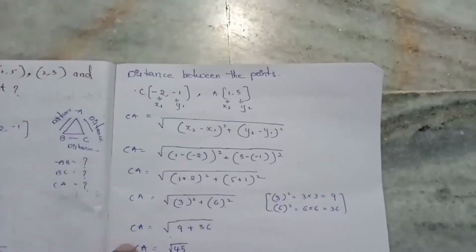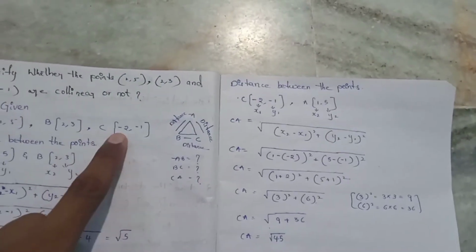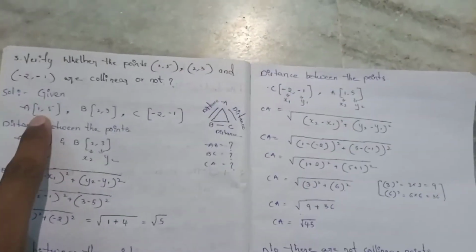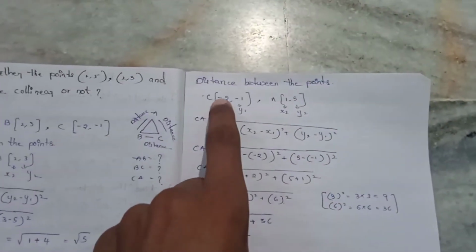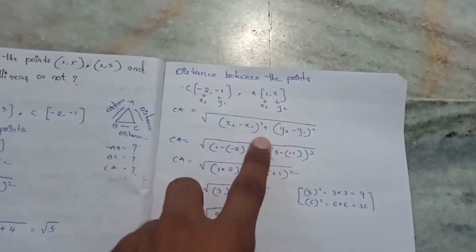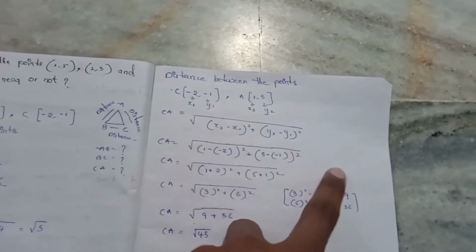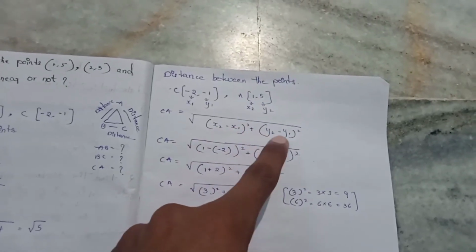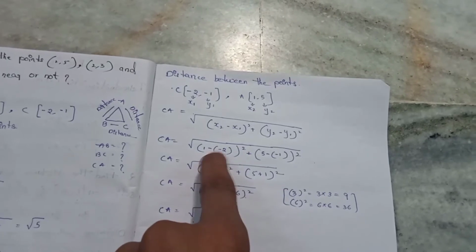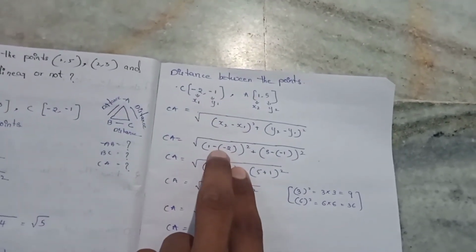Now what is the next distance we have to find out? CA, distance between the points. What are the points given? C is minus 2 comma minus 1 and A is 1 comma 5. So here it is x1, here it is y1, here it is x2 and here it is y2. Now what is the formula for CA? Root of x2 minus x1 whole square plus y2 minus y1 whole square. What is x2 here? 1, minus x1 which is minus 2. Again minus is there, so don't confuse it.